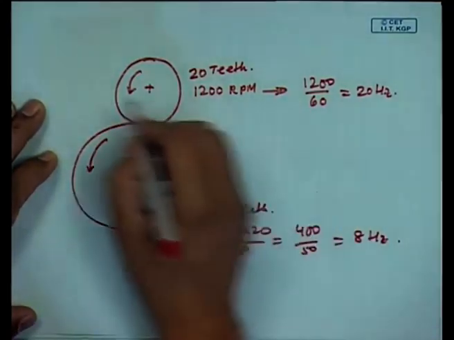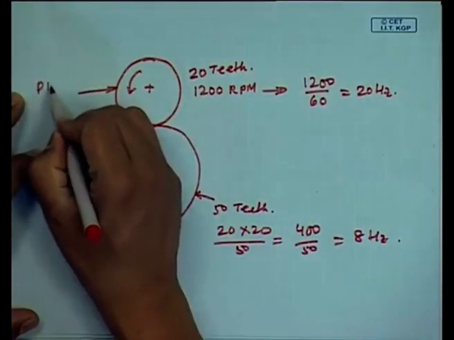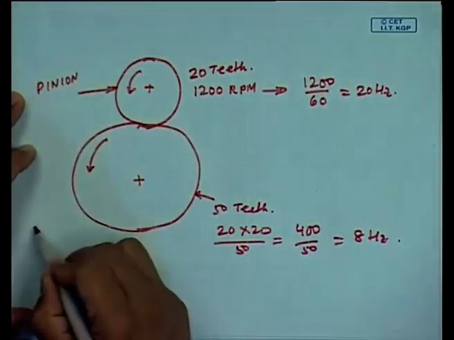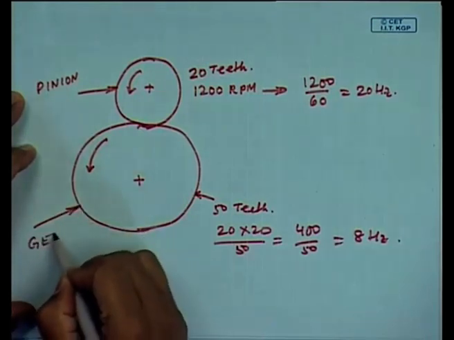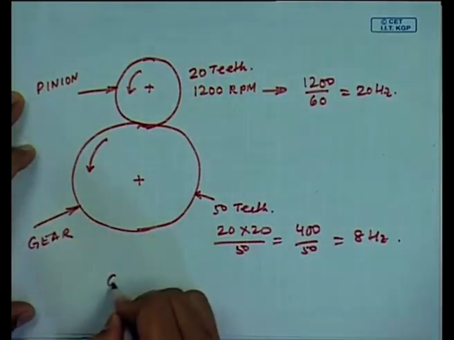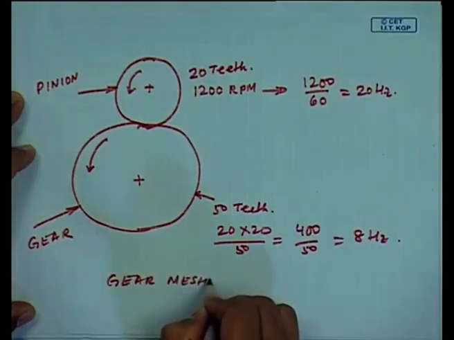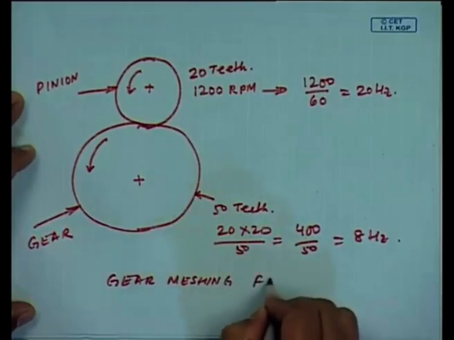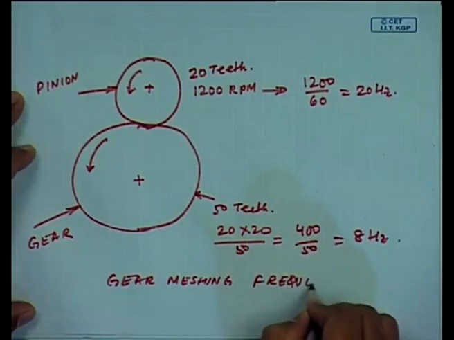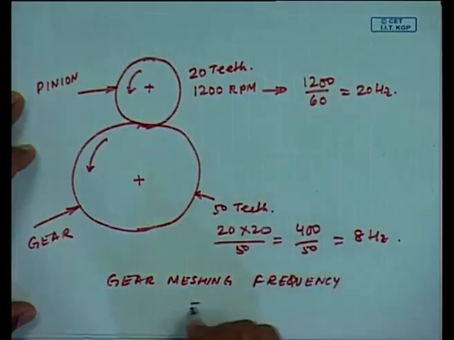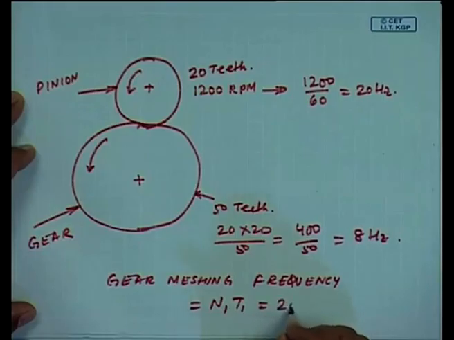So, the gear meshing frequency is nothing but N times T1. This is 20 times 20, or 8 times 50, that is 400 hertz.